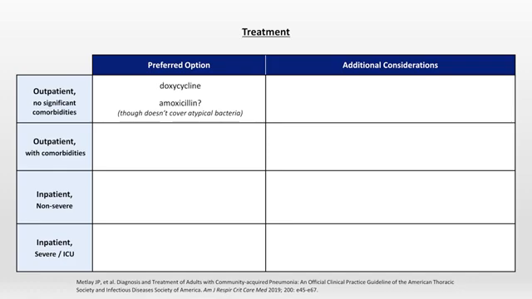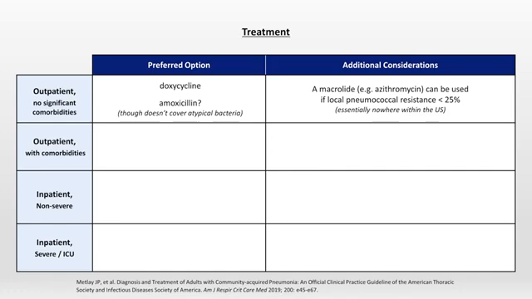An additional consideration is that a macrolide such as azithromycin can be used, but only if the local rate of pneumococcal resistance is under 25%, which is essentially nowhere within the United States. The next category, outpatient with comorbidities.